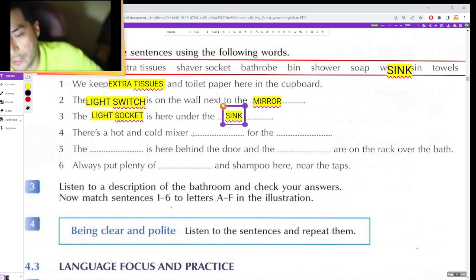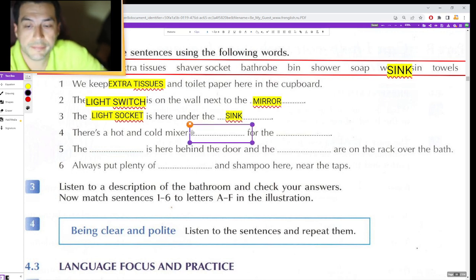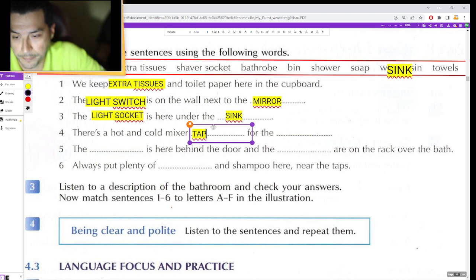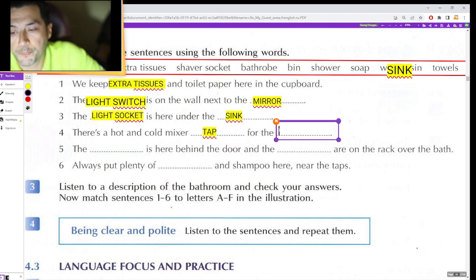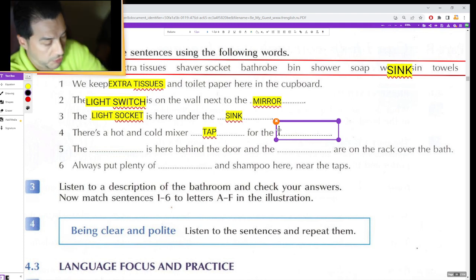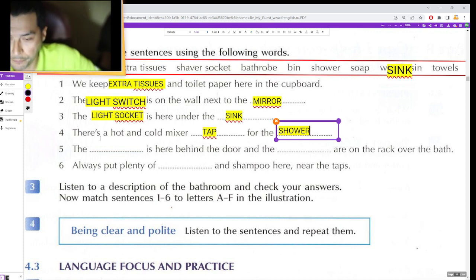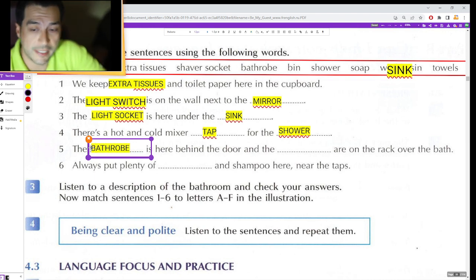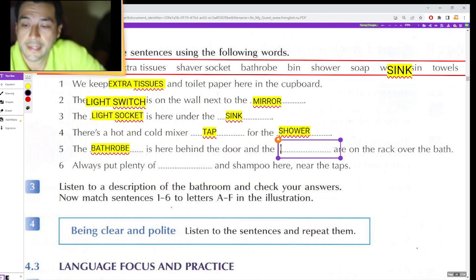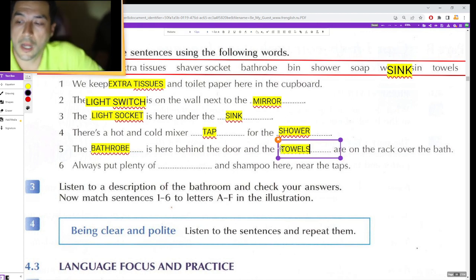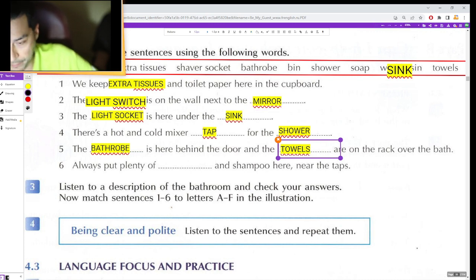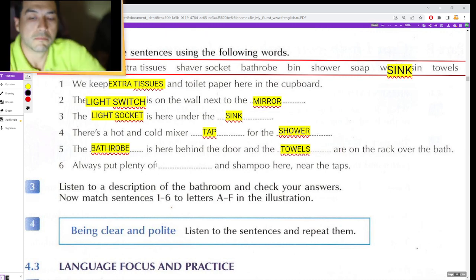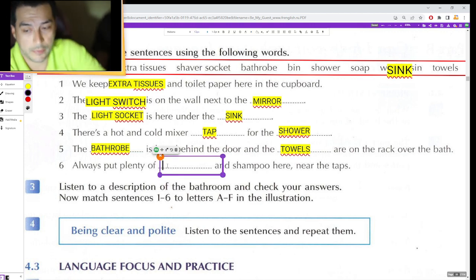Number four, there's a hot and cold water mixer. It's a hot tap. Hot and cold water tap for the shower. Number five, the bathrobe is here behind the door, and the towels are on the rack over by the bath. Always put plenty of soap. Soap and shampoo.